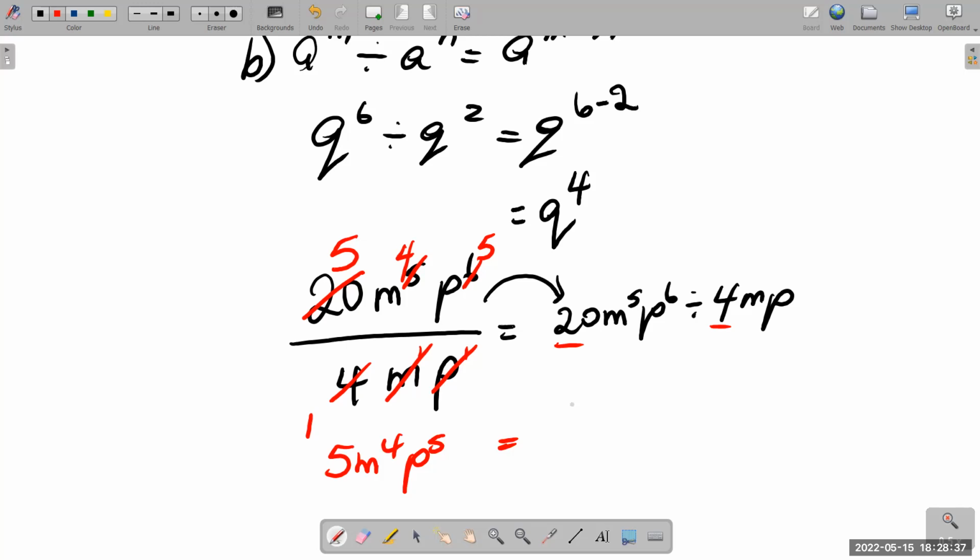Let's do it the long way. 20 divided by 4 is 5. M to the 5th power minus 1. P to the 6 minus 1. So we're going to get 5m to the 4th p to the 5th. If you got it, say got it.